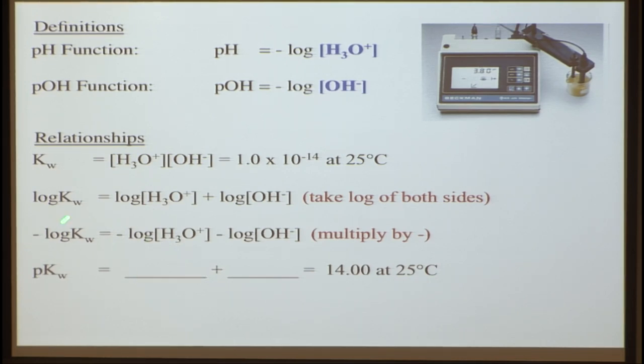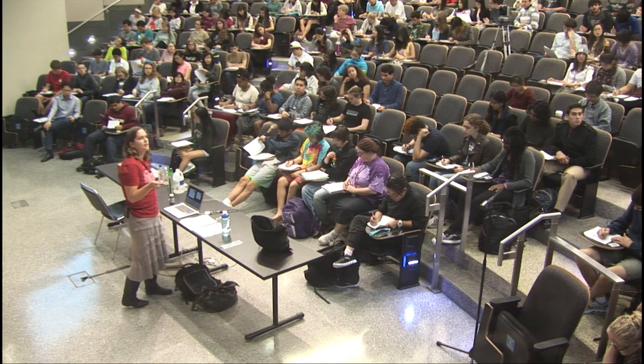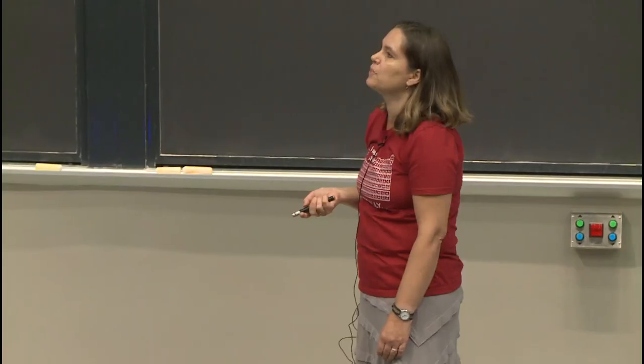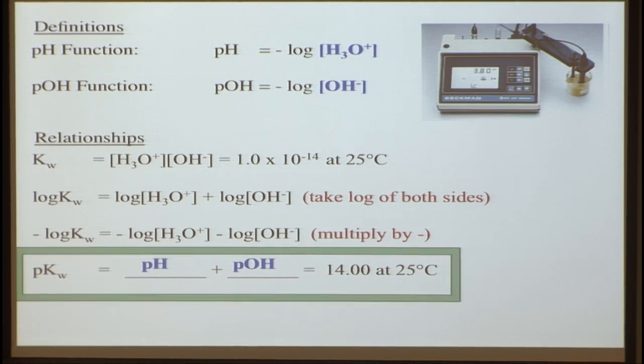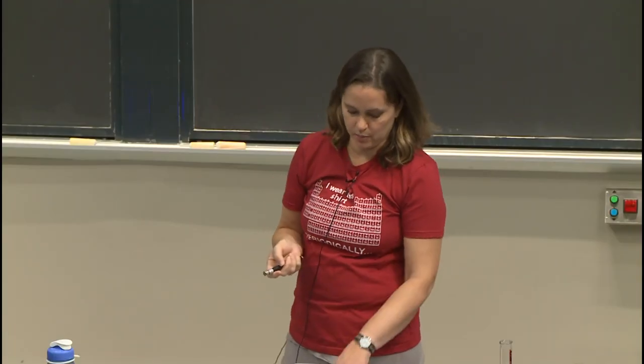Minus log of KW is pKW. And minus log of the hydronium ion concentration is pH. Minus log of the hydroxide ion concentration is pOH. So pKW equals pH plus pOH, and that is equal to 14.00 at room temperature. This is a very useful expression. If you know one of these, then you know the other one by doing a simple subtraction. So you will find yourself using this expression quite often in the problem sets.